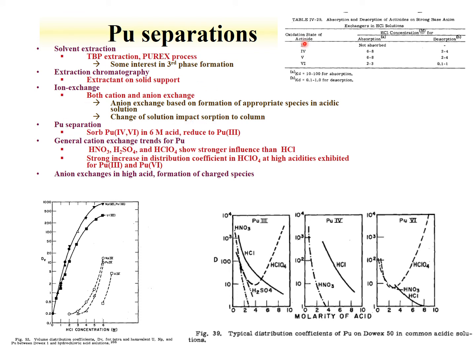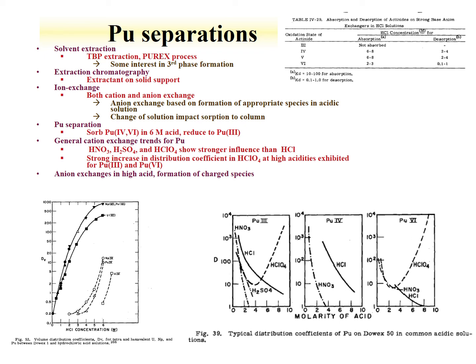Some trends can be based upon oxidation state. So plutonium 3, 4, 5, and 6 have different oxidation states. And this would be sorption onto a strong base anion exchange resin in HCl. For instance, plutonium 3 is not sorbed, and the 4, 5, or 6 are sorbed at different HCl concentrations depending upon their oxidation state. So this could be a route for purifying plutonium by sorbing it to an anion exchanger, reducing it, and upon the reduction to the 3, the plutonium is released.